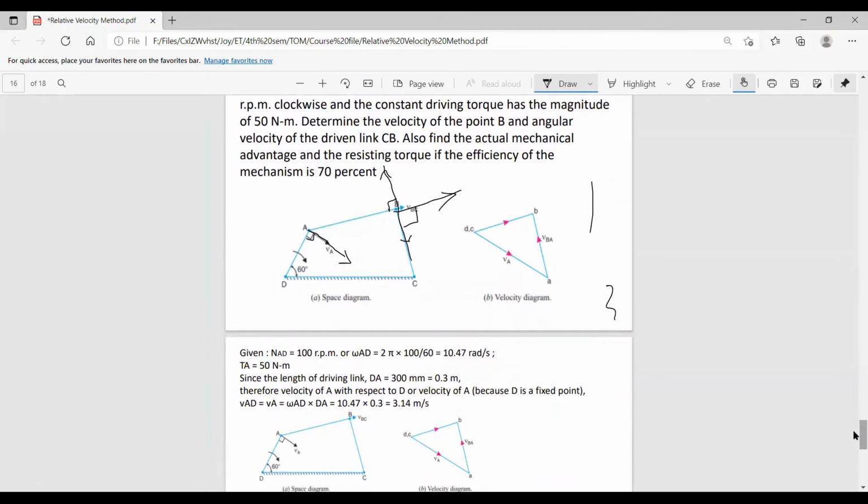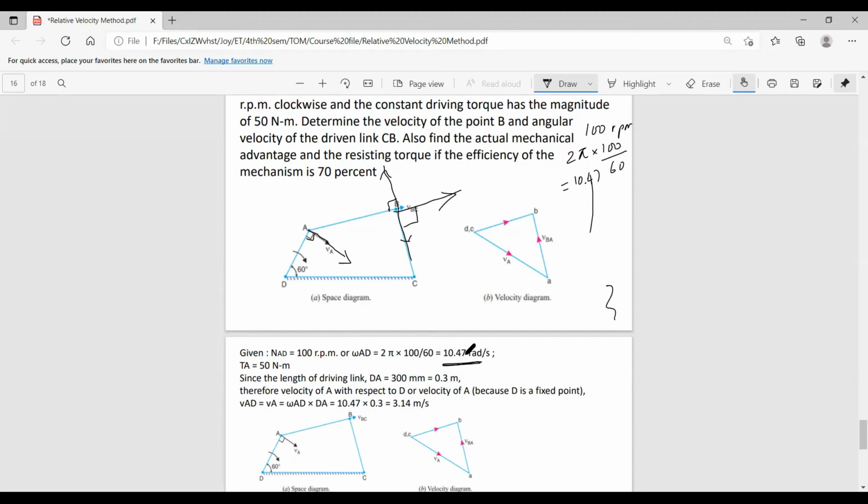According to the given data, AD is rotating with 100 rpm. So 100 rpm can be converted into omega, that is 2 pi into 100 by 60, equal to 10.47 rad per second. That's given here.